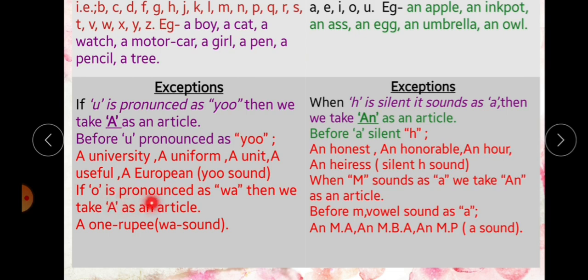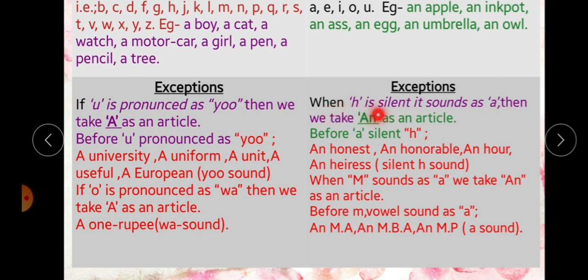In the same way, if O is pronounced as wa, then we take a as an article. For example, a one rupee. So when I say one, the sound that comes is wa. So before wa, we will use a as an article. Though one starts with O, which is a vowel, we will not use an, we will use a as an article, because this one is pronounced as one. The sound of W comes first, that is wa. So we will use a as an article.